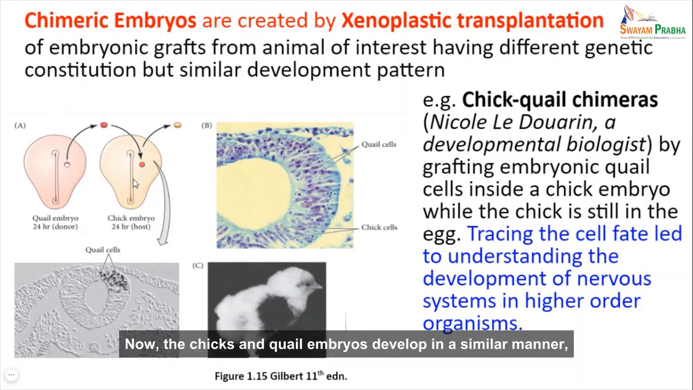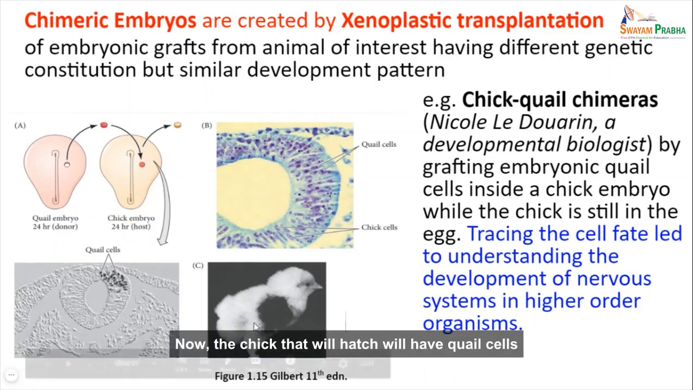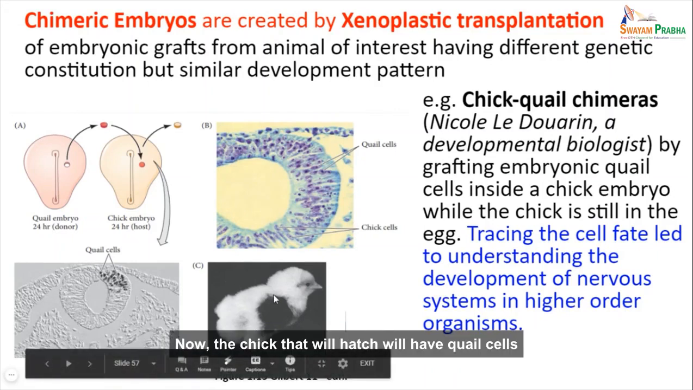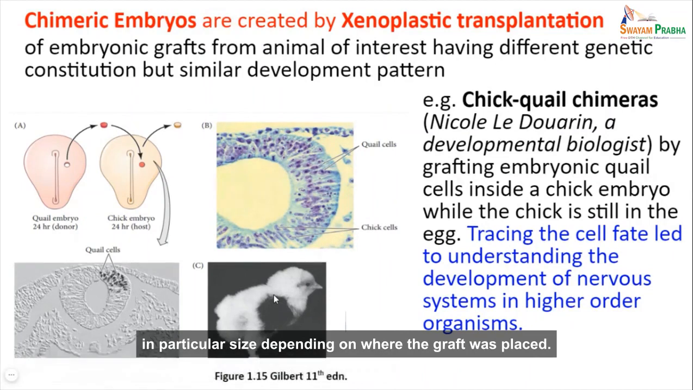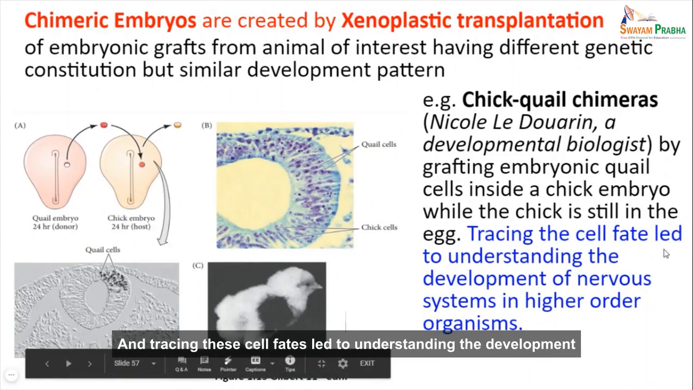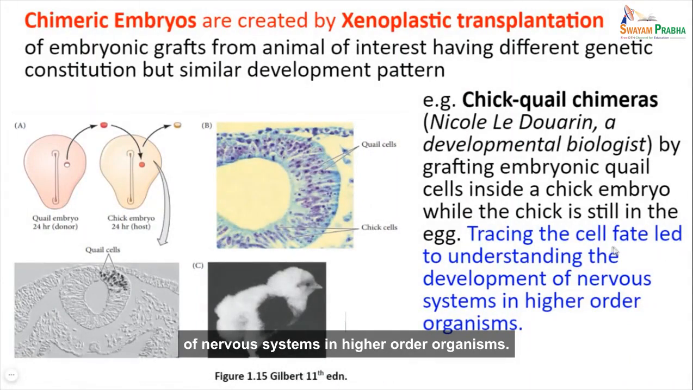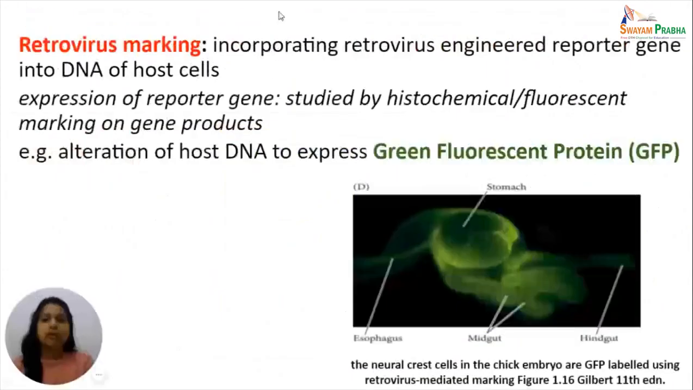Now, the chick and quail embryos develop in a similar manner, especially during the early stages, and the grafted quail cells become integrated into the chick embryo very easily, and they help in the construction of various organs. Now, the chick that will hatch will have quail cells in particular sites depending on where the graft was placed. And tracing these cell fates led to understanding the development of nervous systems in higher order organisms.